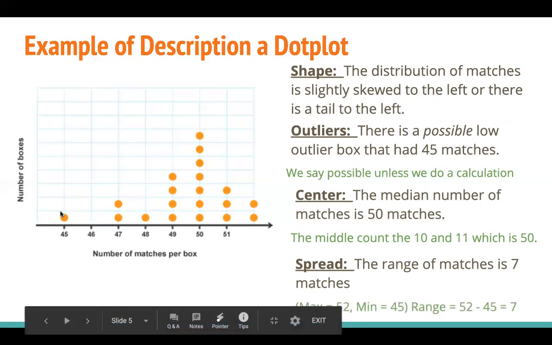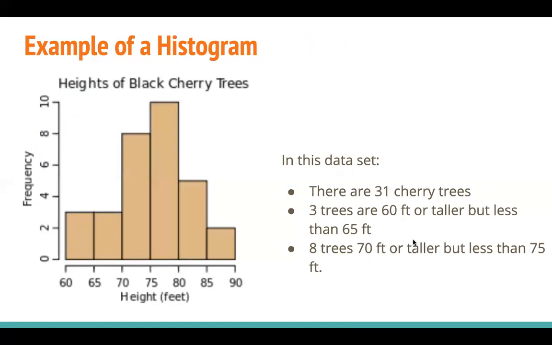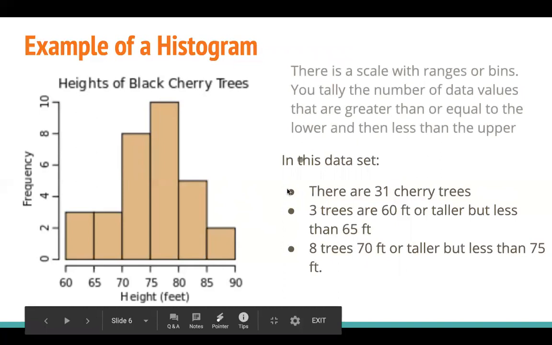The max is 52 minus the min 45 is 7. All right, here's an example of a histogram. And so a histogram, how it's organized is you can see the scale, and these are ranges.